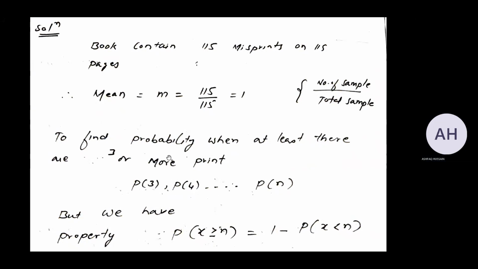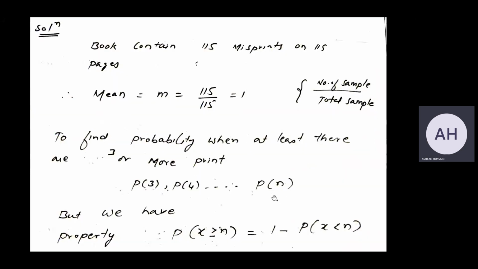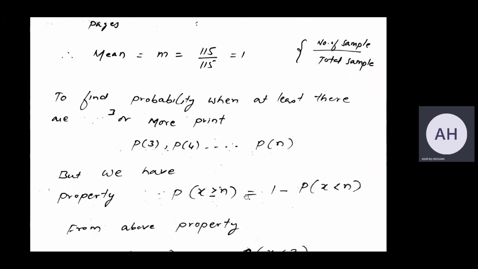Okay, now the question is to find the probability when at least 3 misprints are there on a page. At least 3 means there may be 3 or more than 3 misprints. So if you take more than 3, it means P of 3, P of 4, and it goes on up to 115. So now we will use a property which I showed you on the first page. The probability of X greater than or equal to N is equal to 1 minus P of X less than N.